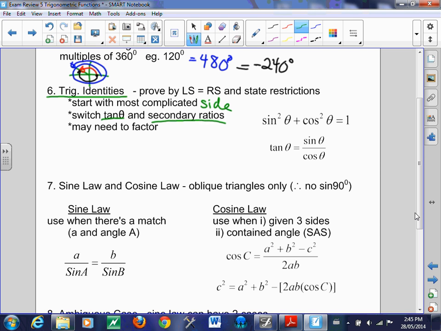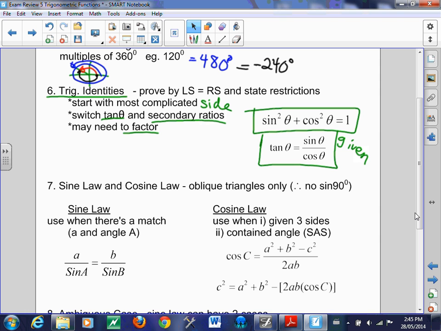So on your formula sheet for your exam, I will give you sine squared plus cosine squared equals 1, and I will give you tan theta equals sine theta over cos theta. So I'll give you those two. They're right here. I will give those to you on your exam. And you may need, ladies and gentlemen, to factor to eliminate. There will be an example, ladies and gentlemen.